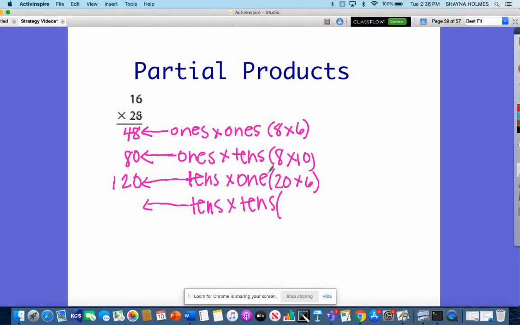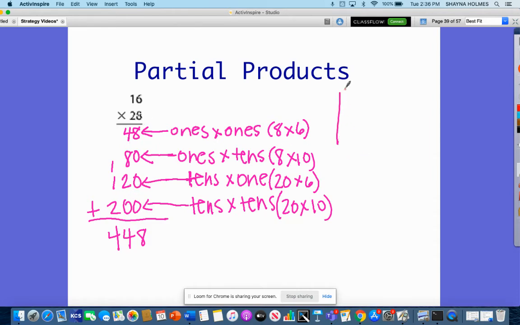Next, I'm going to multiply my tens times tens. So the tens by the tens is a 20 by 10, okay? And that is 200. And so now I'm going to add all of these together. So I would have 8, this would be a 10, and then 14, and then 4, 48.